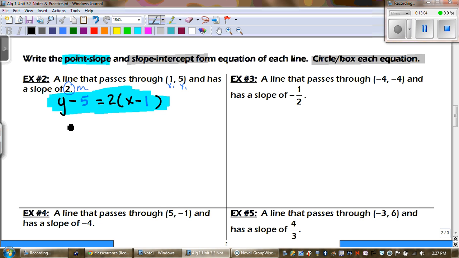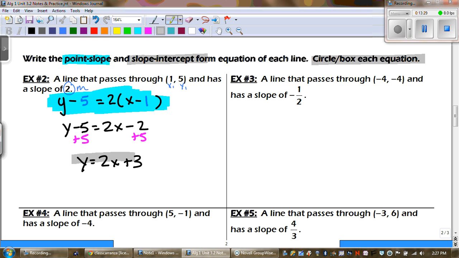Now, the next thing we would need to do is to distribute. So I get 2x minus 2. Add the 5 to both sides. And then we get y equals 2x plus 3. Okay, and that's my second one, so I'm gonna put a box around that too. Okay.